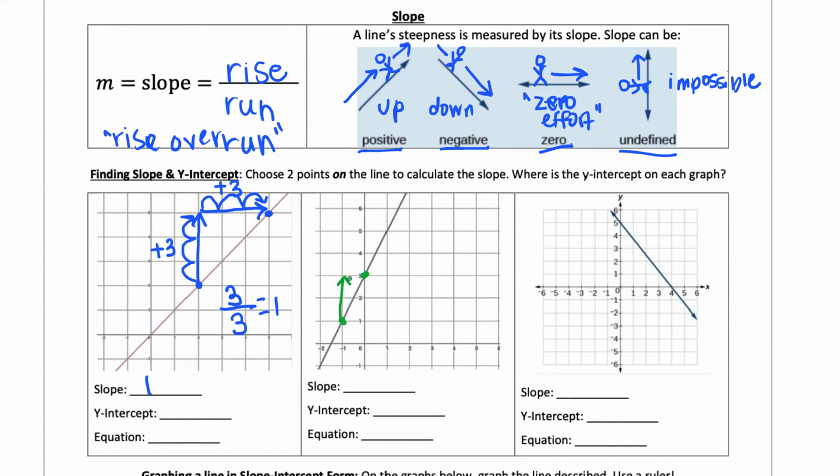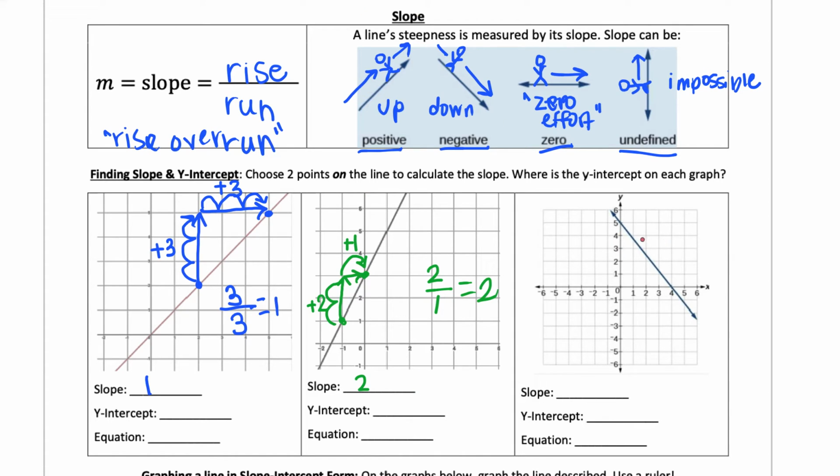Do your rise and your run and count the boxes. So the rise is up 2. That means we're going up 2, positive 2. Then we went to the right 1, and since we went right, we're going positive 1. So the rise was 2 over a run of 1, and 2 divided by 1 gets us 2. So our slope in the second line is positive 2.